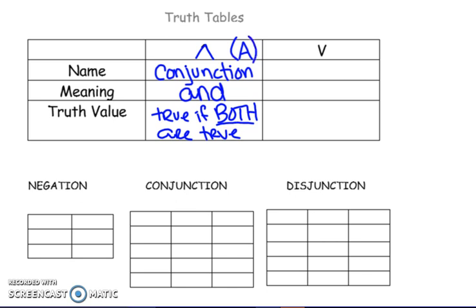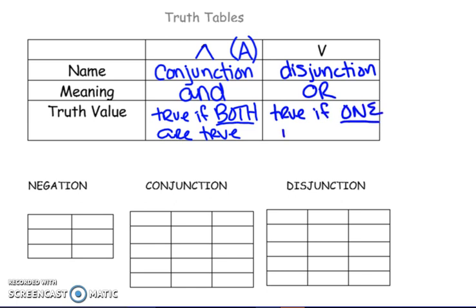Our second one is what we're going to call our disjunction. And this means or. In this case, it is true if one is true. So Miss Yapel is my math teacher or Miss Yapel is my science teacher. Well, that's true because I am your math teacher. It doesn't matter that the science teacher is false.